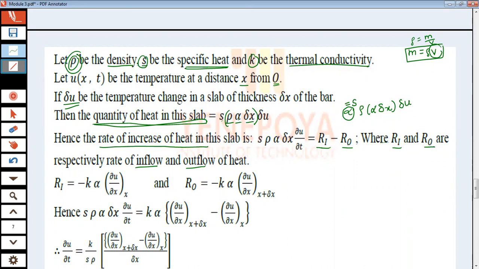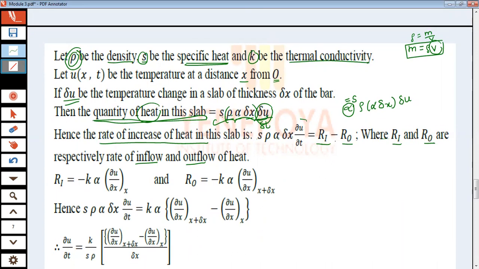So that's nothing but differentiating this with respect to T. Quantity of heat divided by time gives the rate of change in the heat. So it is S rho alpha delta X times dou U by dou T, while differentiating with respect to T, right? Dou U by dou T.